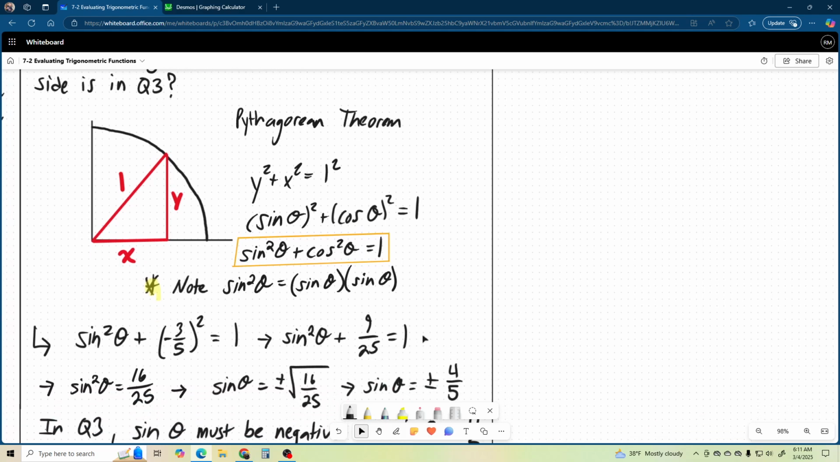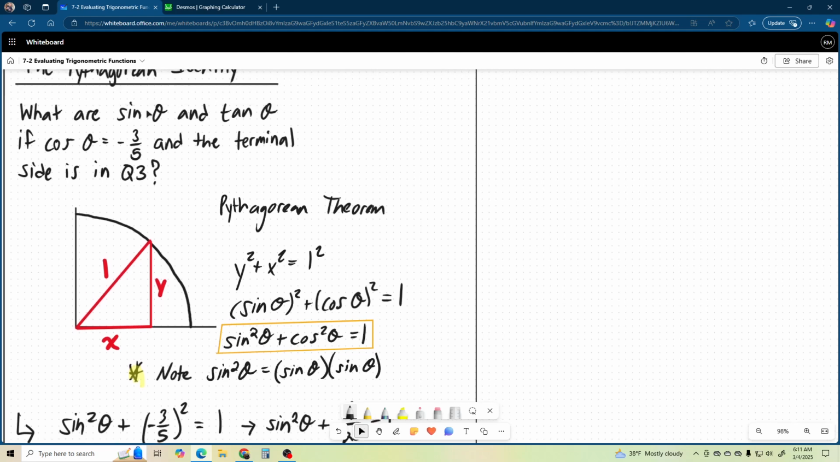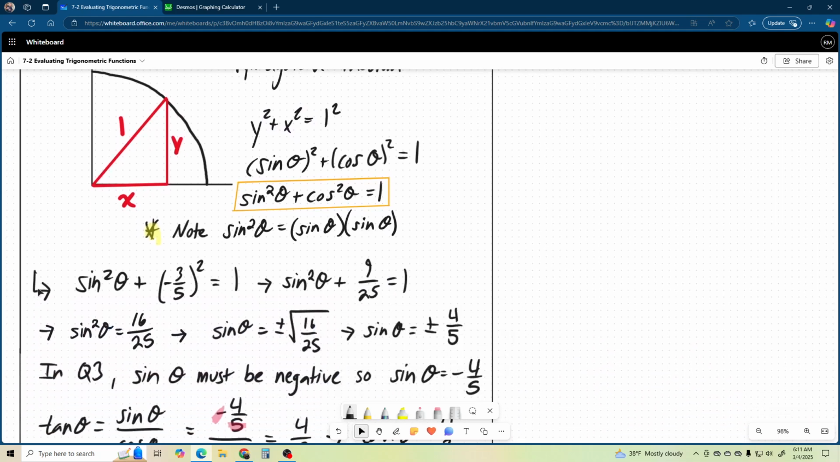All right, so let's do this. Remember, we are trying to find sine theta and tangent theta if cosine theta is this, right? Now, what's cool is, based on this formula, we already know the hypotenuse is 1. We know that cosine, which is our x value, is -3/5. We have everything we need. We only have one variable left, so we can solve for that. So this will turn into sine squared theta plus (-3/5) squared equals 1. We can simplify the -3/5 by distributing this exponent, right? So sine squared theta plus 9/25, just squared both of these numbers, equals 1.